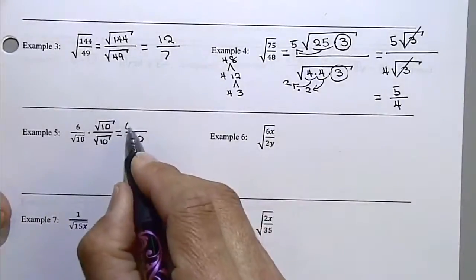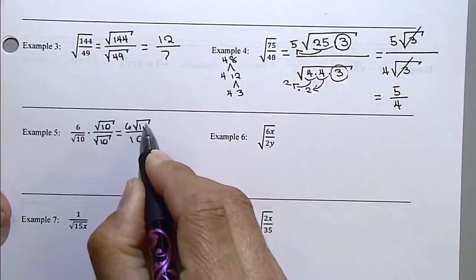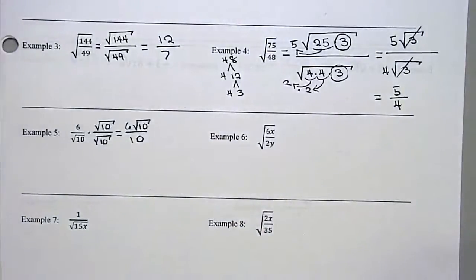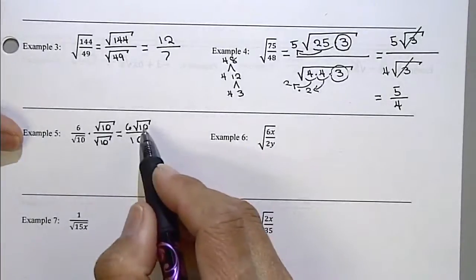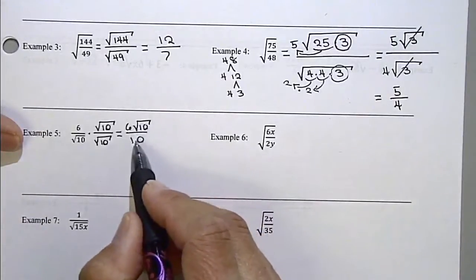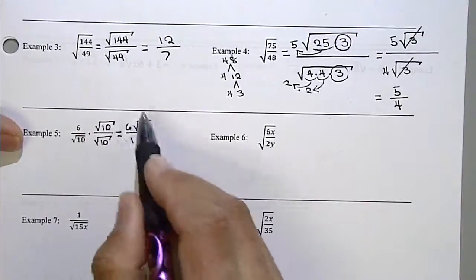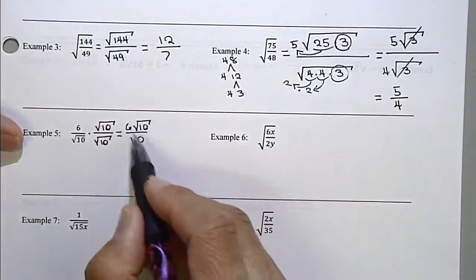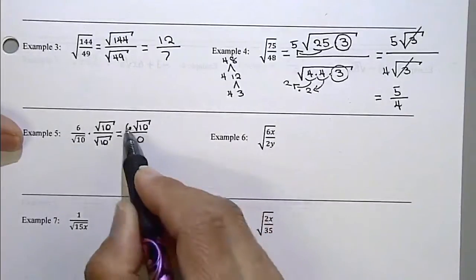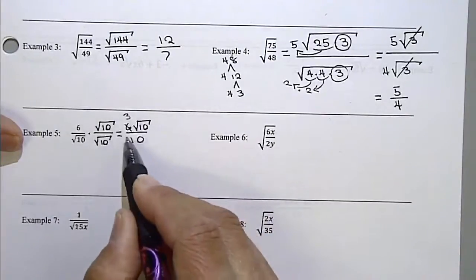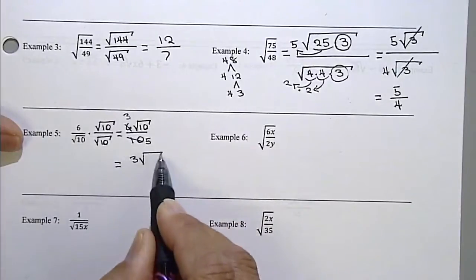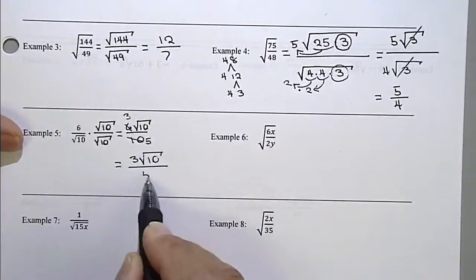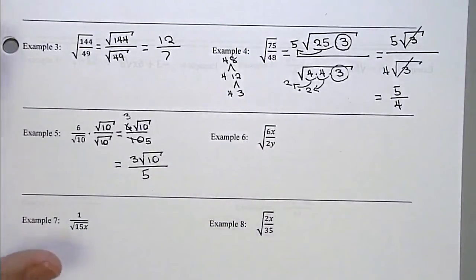And this is going to leave me with 6 times the square root of 10, which is fine. I already know the square root of 10 can't be broken down any further. But look, 6 over 10 can reduce, right? Remember, as long as it's all multiplication, in numerator and denominator, I can reduce anything. So this 6 can reduce with this 10. I would divide them both by the biggest number they'll divide by, which is 2. That becomes a 3. This becomes a 5. I will rewrite that as 3 times the square root of 10 over 5. And that is its simplest form. And I did what they call rationalized the denominator.